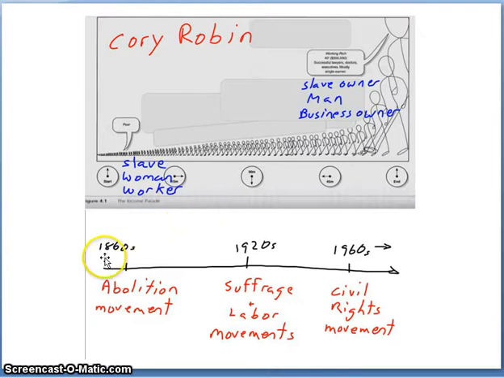Here we see a timeline. Robin goes all the way back to the French Revolution, but if we just pick up with American history, we can think back to the 1860s and before, where there was an abolition movement gaining speed to abolish slavery. In the early 1920s, the women's suffrage movement and labor movements. Then in the 60s, civil rights movements. And today, we could say the gay rights movements. Robin is going to argue that conservatism is a reaction against these types of social movements.